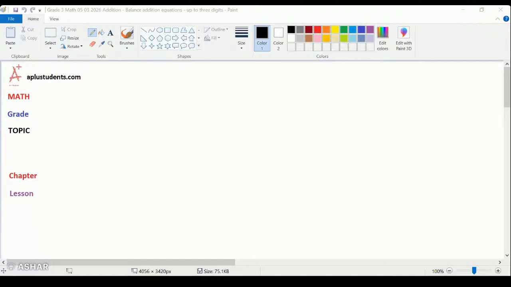The first thing you need to do is go to aplusstudents.com. Once you're on the website, you select math as your subject. This is a grade 3 maths lesson. The name of the topic is addition.